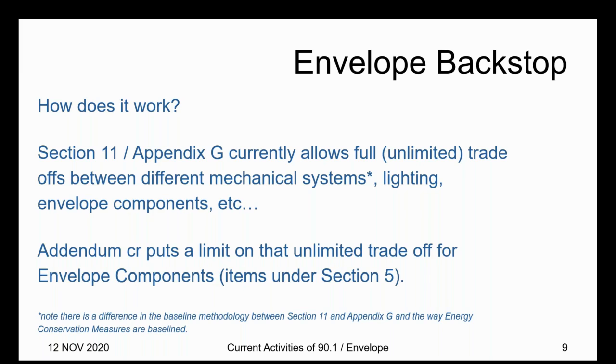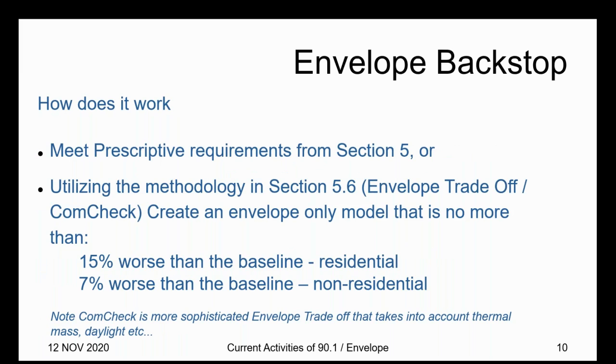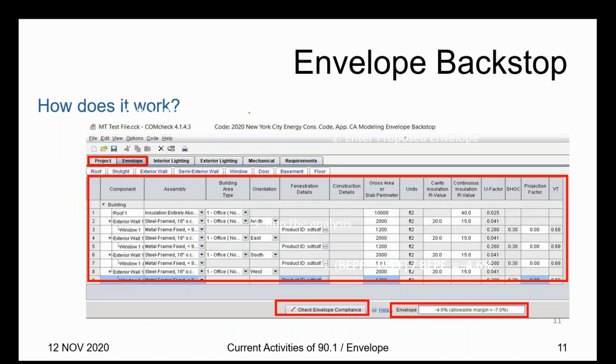On how that works: you enter all your information into ComCheck, and then there's a limit, 15% or 7% for residential occupancies or non-residential occupancies. And then if you hit that limit, you're safe. The next slide has an example of it.